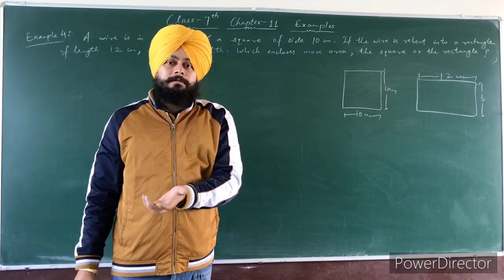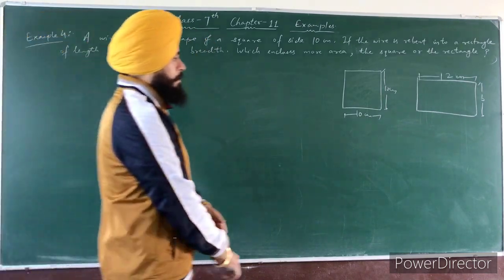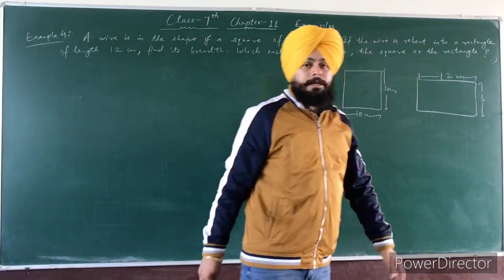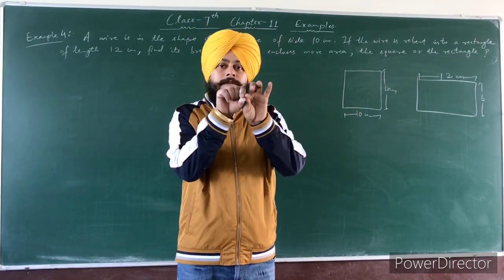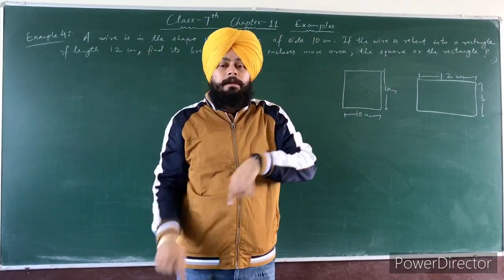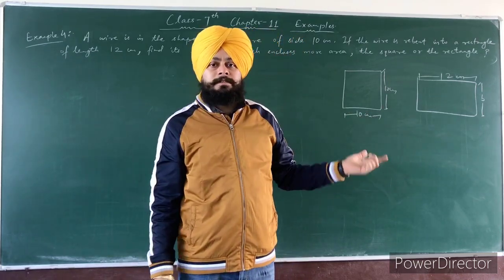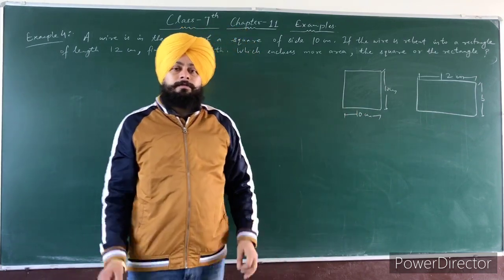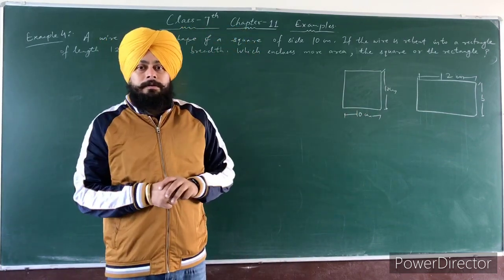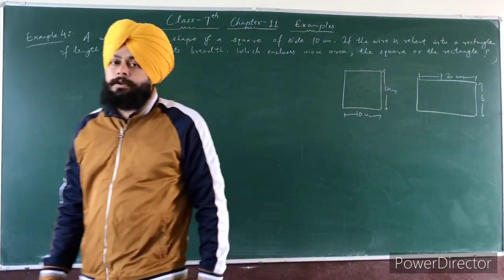So first we have to find the breadth of this rectangle. If the wire in square form is rebent into a rectangular shape, in both cases its perimeter is same. The length of wire should be same, either it is in the shape of a square or in the shape of a rectangle.